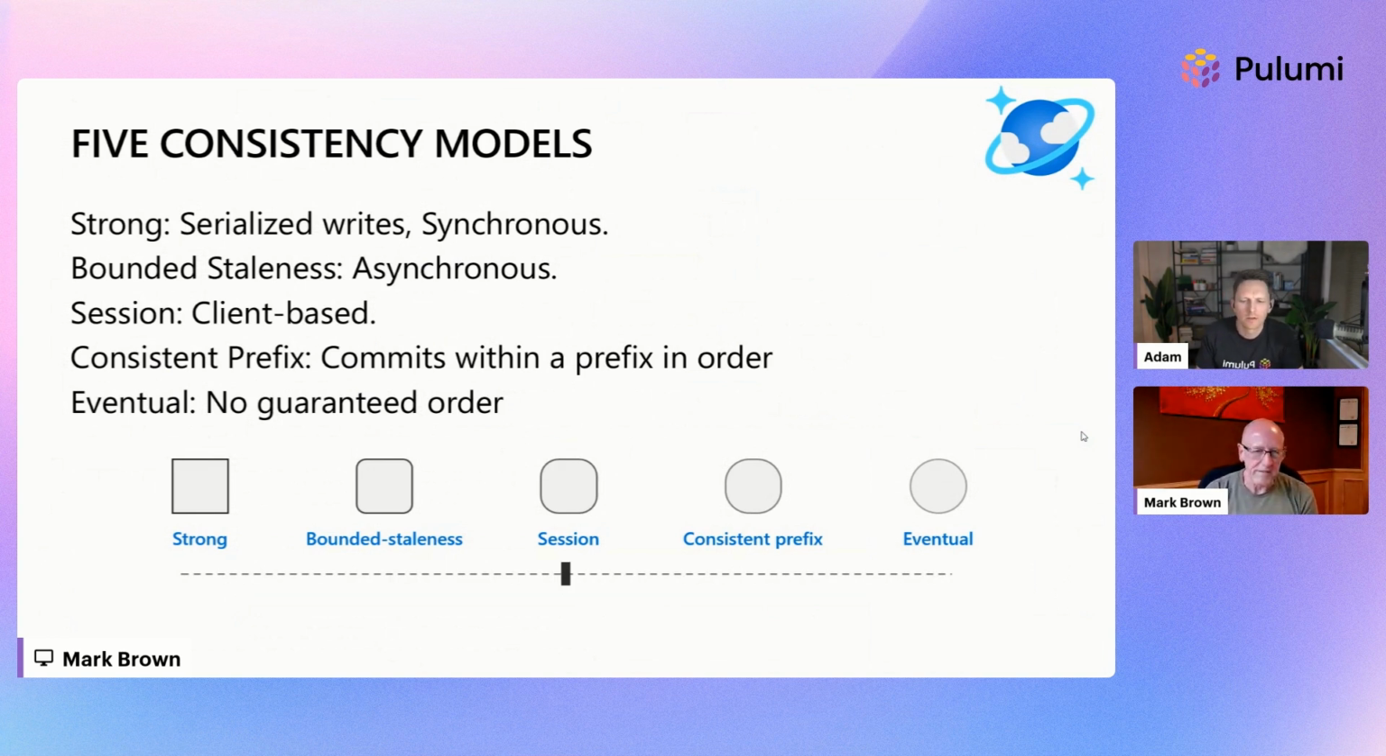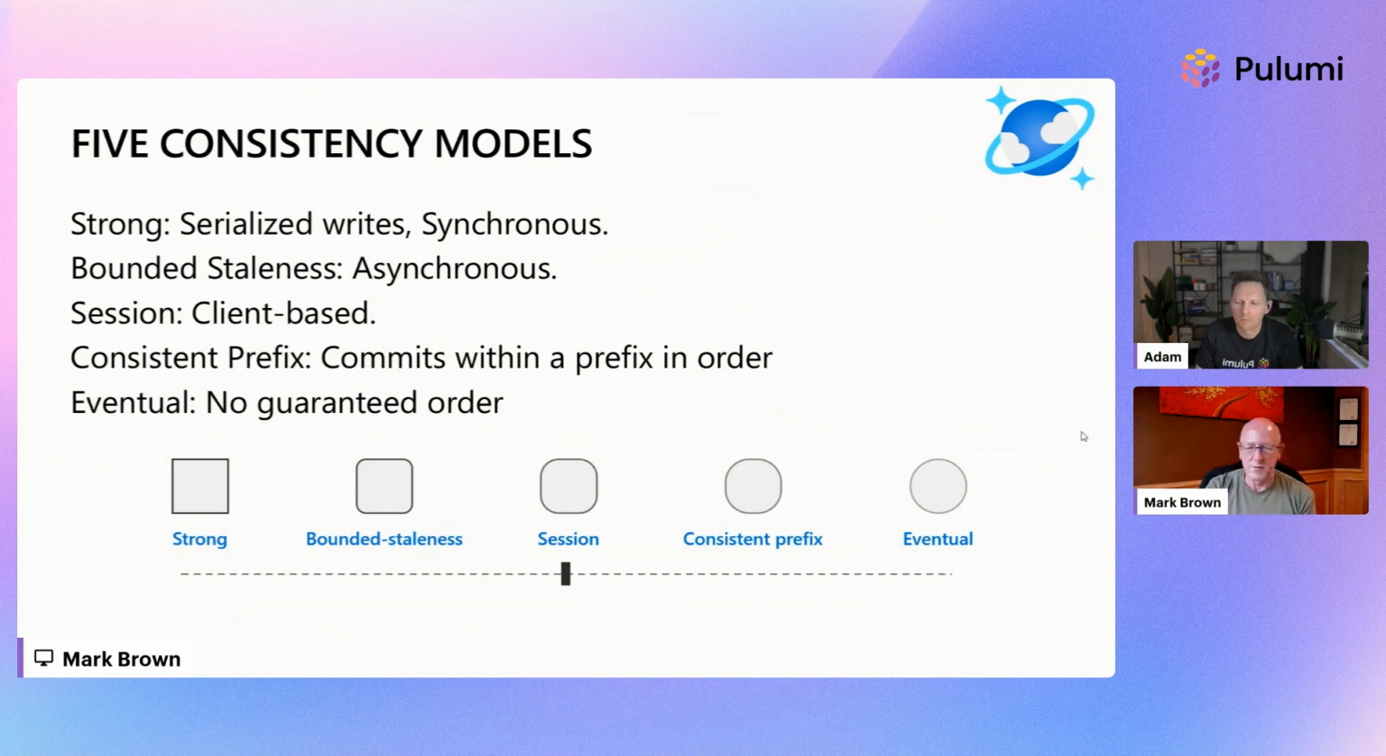And then let me talk about the others. I'll take session last because that's a unique one. Consistent prefix is another consistency model, weaker still. The behavior is that you have data that's in order, but for a specific prefix. What that means is that within a partition, it will always be in order.